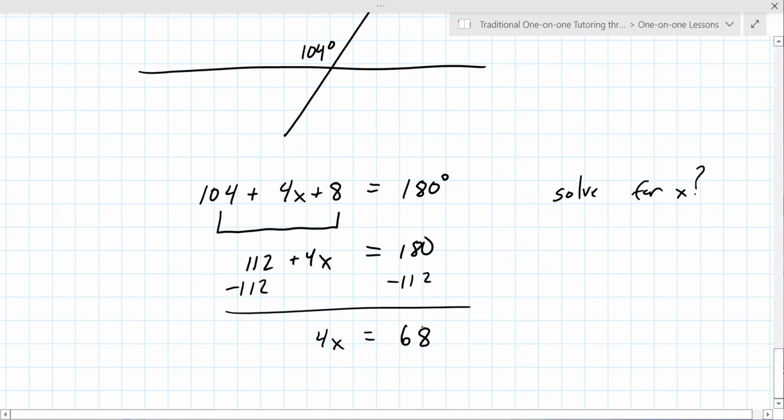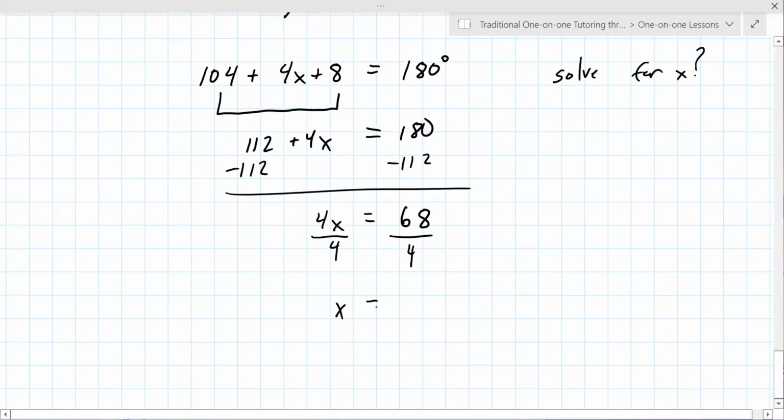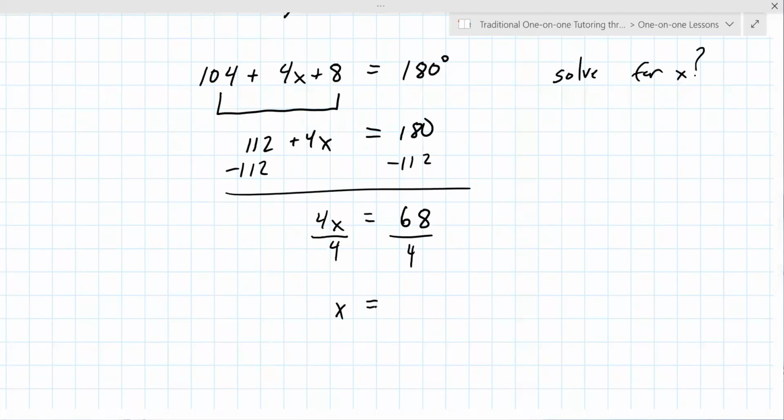Now, what do you do to solve for x? Divide. Okay, what do you divide both sides by? 4. Okay, so x equals 68 divided by 4. You go ahead and calculate that for me.